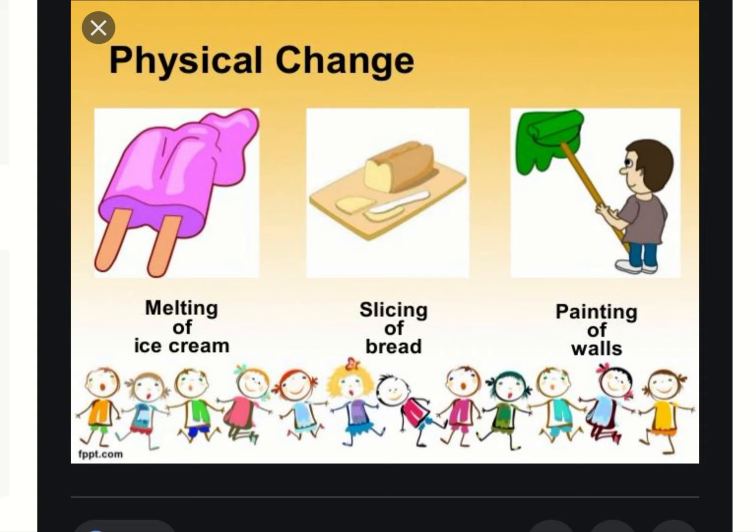Which means a physical change can alter the physical properties of a substance without changing its composition. While a chemical change, also known as a chemical reaction, involves a change in substances' compositions, and reactants form products.